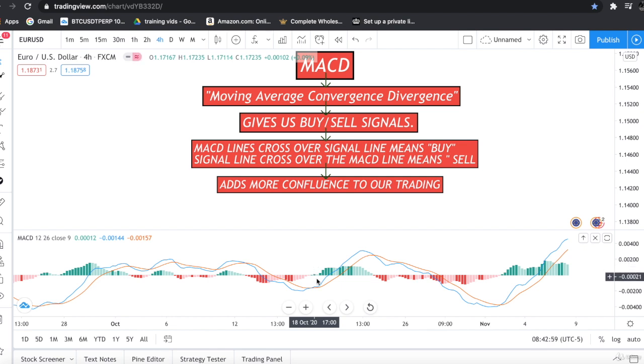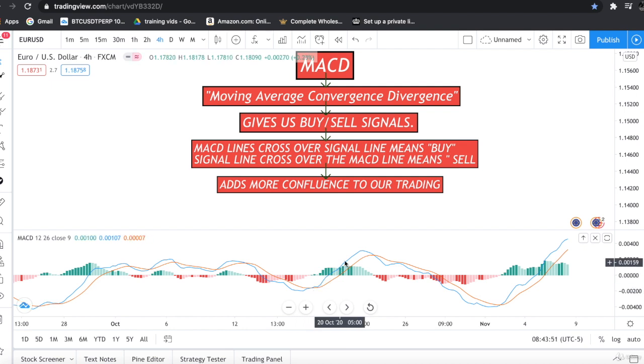This blue line is the MACD line and this line is the signal line. When this MACD line crossovers the signal line, it gives us the buying indication, and whenever the signal line crosses over the MACD line, it means sell. As you can see over here, the MACD line, this blue line, crossed over the orange line over here. It gives us a buying indication over here.